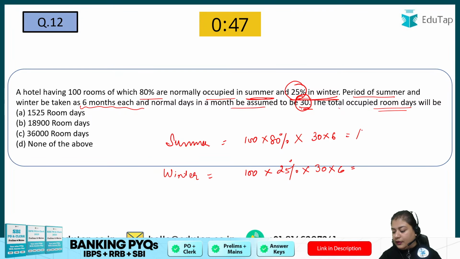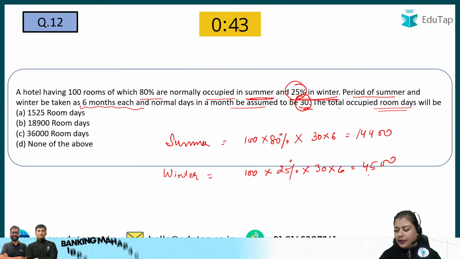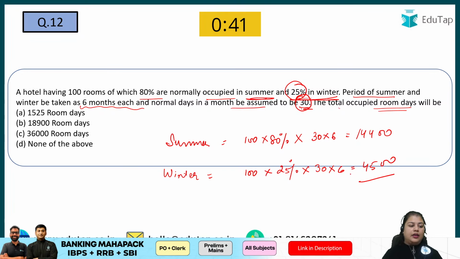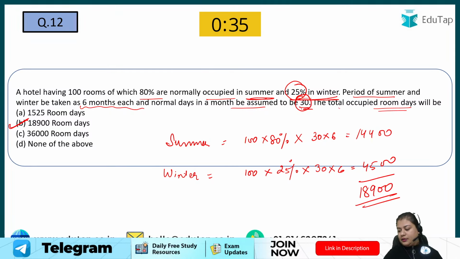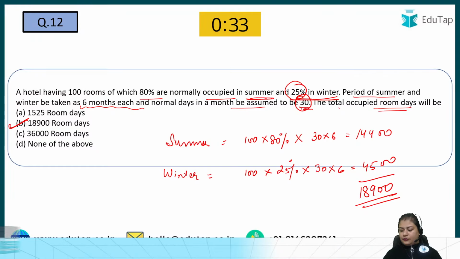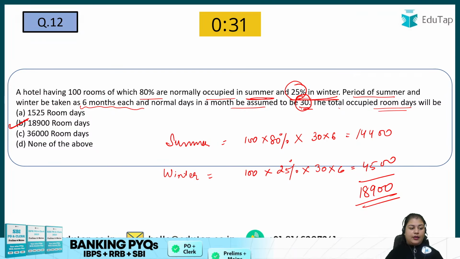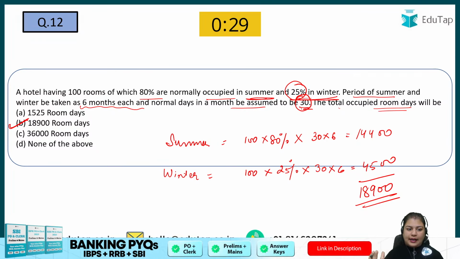Yes, it would be 14400, and in this case it will be 4500. So what will be the answer? It will be 18,900 room days. Yes, good. Everyone has answered it correctly before my calculation. Excellent. Good. Next.